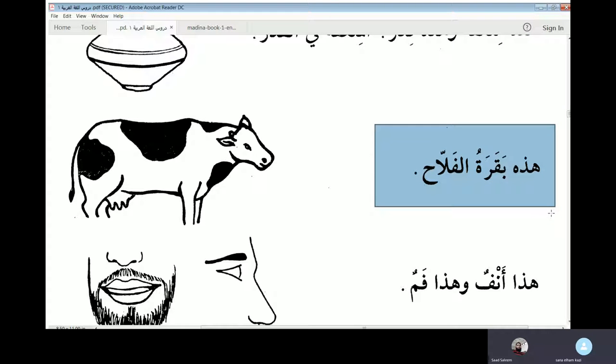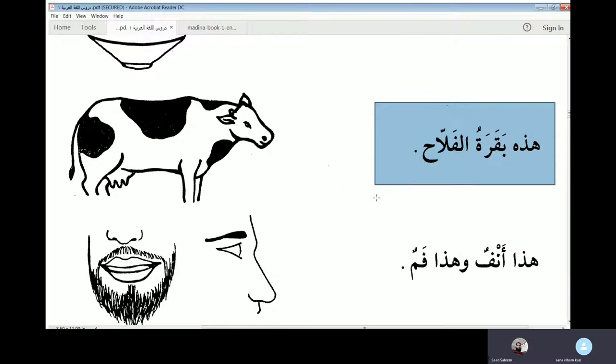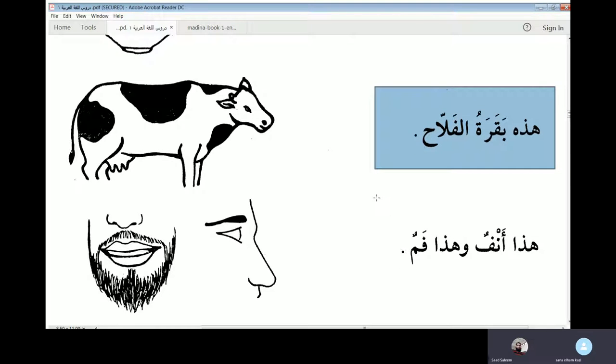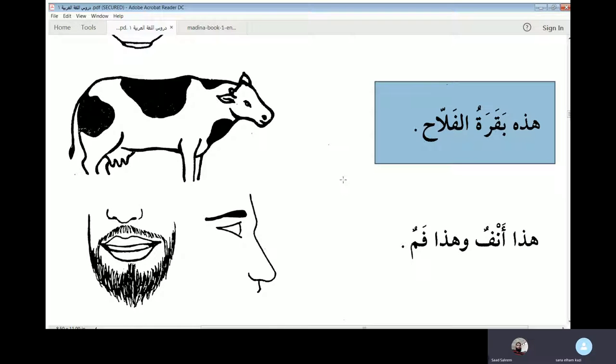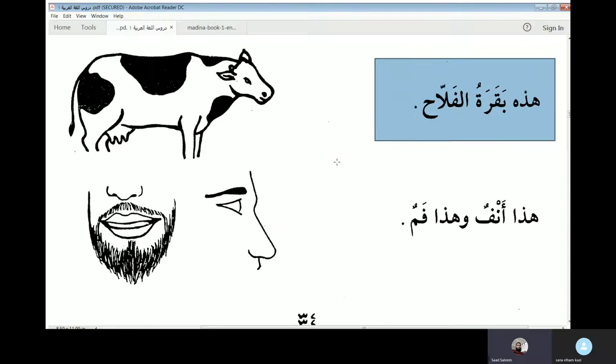هذه بقرة فلاح. فلاحية. هذه بقرة الفلاح. This is the cow. The farmer. So this is the farmer's cow. Okay.